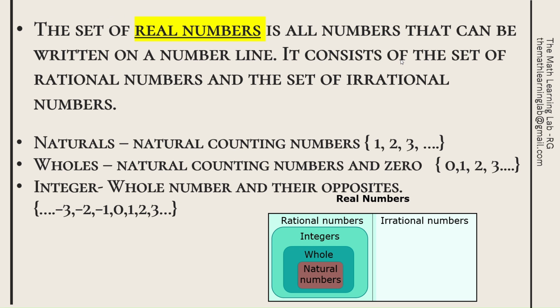The set of real numbers is all numbers that can be written on the number line. Remember, every number is a real number. The numbers are divided into two categories: rational numbers and irrational numbers. Rational numbers contain integers, whole numbers, and natural numbers. Natural numbers are the counting numbers 1, 2, 3, 4, 5, and moving onwards. Whole numbers contain 0 along with the natural numbers, or you can say 0, 1, 2, 3, 4, 5, moving onwards. Integers are the whole numbers along with the positive and negative signs, for which I already uploaded a video and you can refer to that for the various operations on integers.